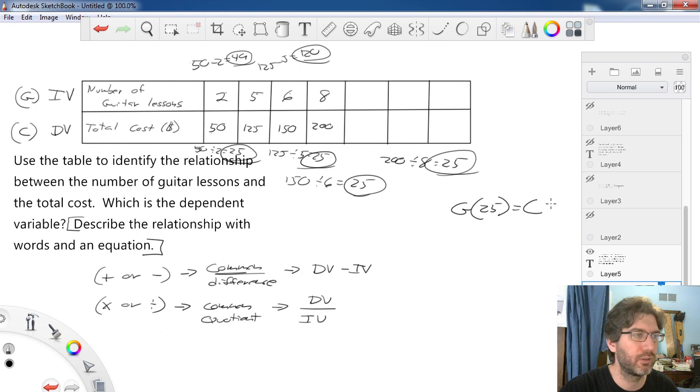Yeah, then it would be addition or subtraction. I'm confused by your question, Neil. This would be your equation. We don't write it like that, though. We put coefficients in front of variables. This would be C equals 25 times G.